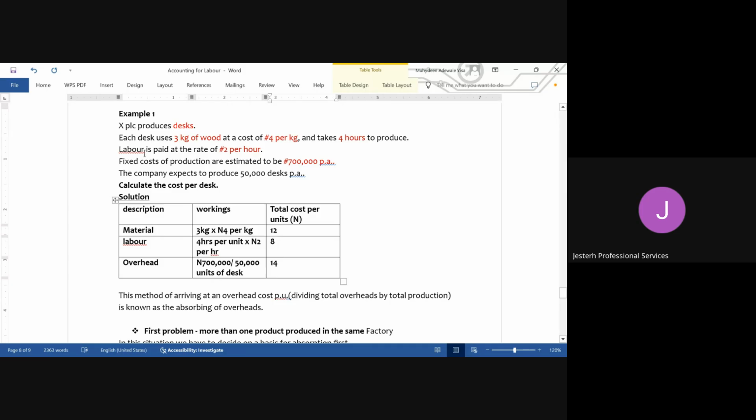Now, in this kind of scenario, it might even come in a question where you will not see "estimated". They will just tell you that the fixed cost of production is 700,000 per annum. So you, as a management accountant, it is left to you to work out that this is what the organization plans to spend on this particular level of production per annum. I believe you get the explanation very well now. Are you with me? Yes, I'm with you. Okay, I believe you get the explanation now.